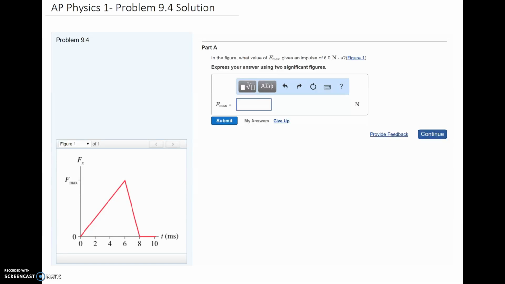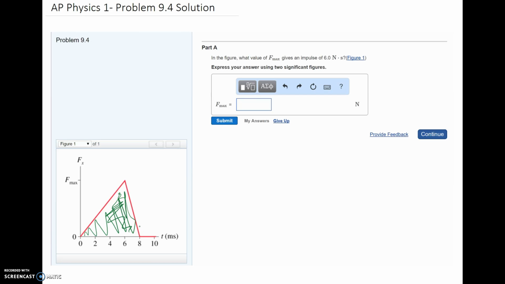We want to know what value of F max gives an impulse of 6 Newton seconds. We're given this lovely graph of force versus time. Well, from class we talked about the fact that the impulse of a collision can be found by taking the area under a curve of a force-time graph. If I were to look at this particular situation, I'm looking for the area in this lovely shape here.